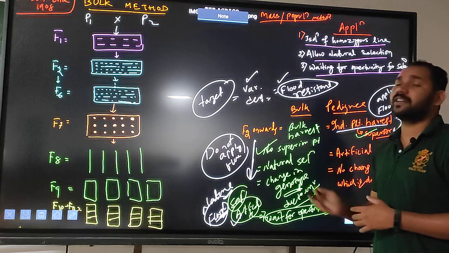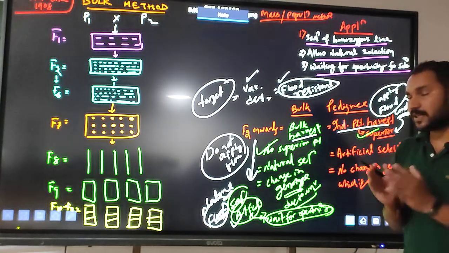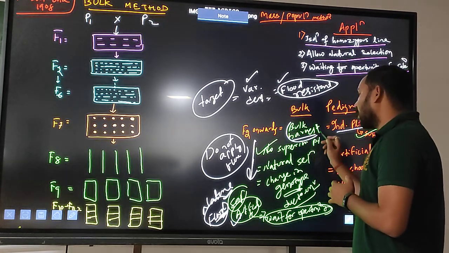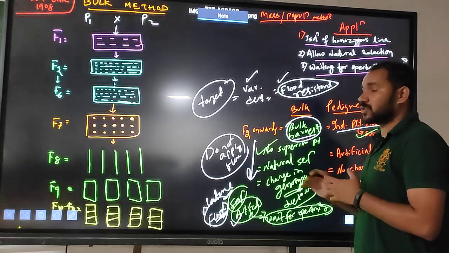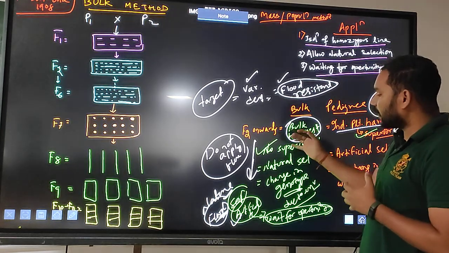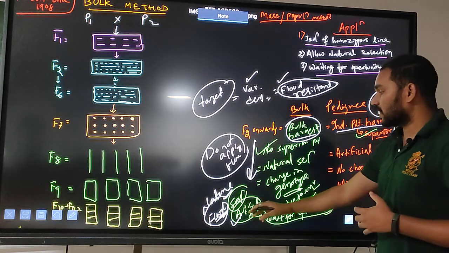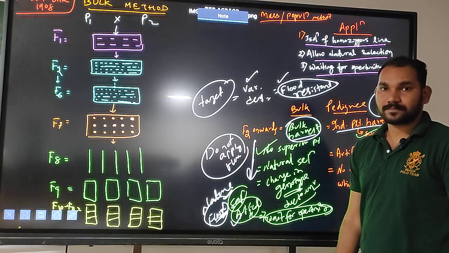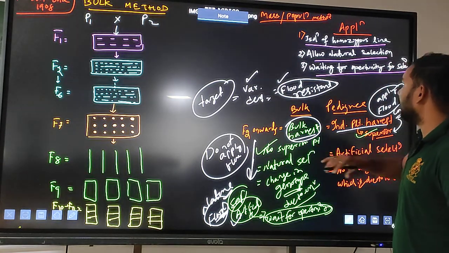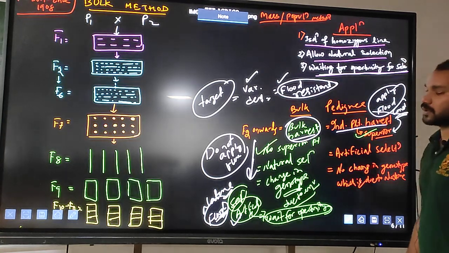And in that time, I will go for the bulk harvest. Okay? This is a simple thing. That means I have to go for bulk harvest up to which condition? Up to that time, up to that period, or up to that year when the flood is there. Okay? So in case of the bulk method of breeding, I have to wait for the opportunity for artificial selection.